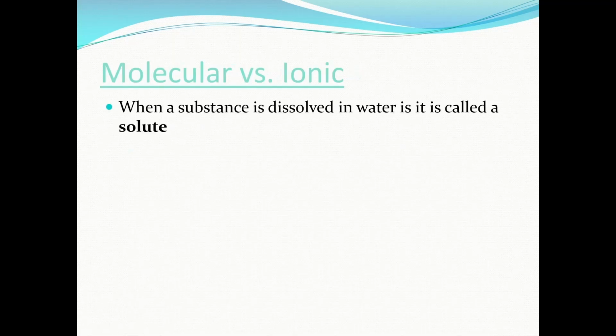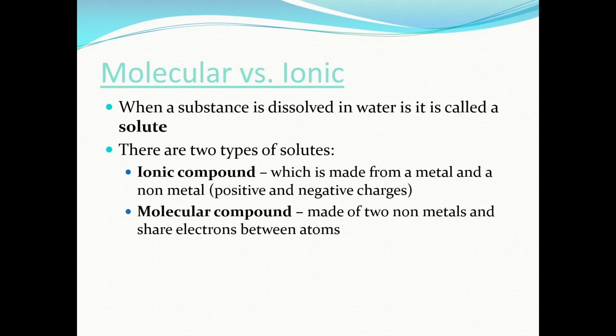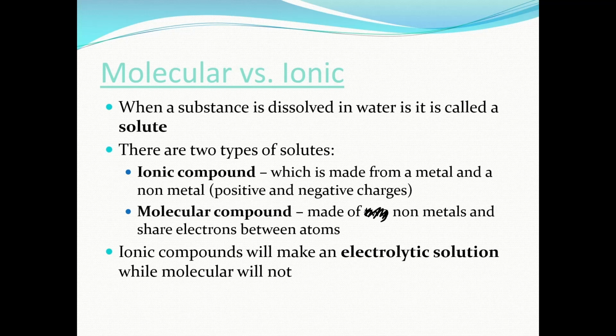When a substance is dissolved in water, it's called a solute, and there are 2 types of solutes. There are ionic compounds, with positive and negative charges from metals and nonmetals, and molecular compounds, which are made of nonmetals and share electrons between atoms. Ionic compounds will make an electrolytic solution, which means they conduct electricity, and molecular will not. And I'm going to show you why that happens.